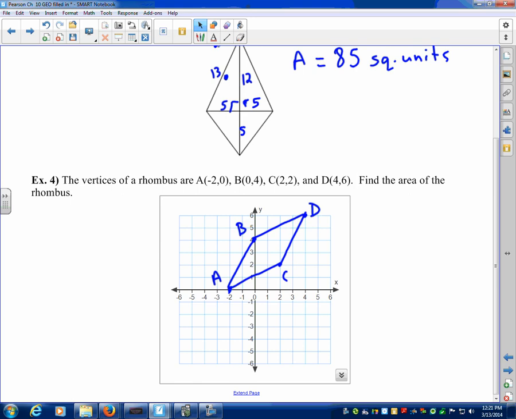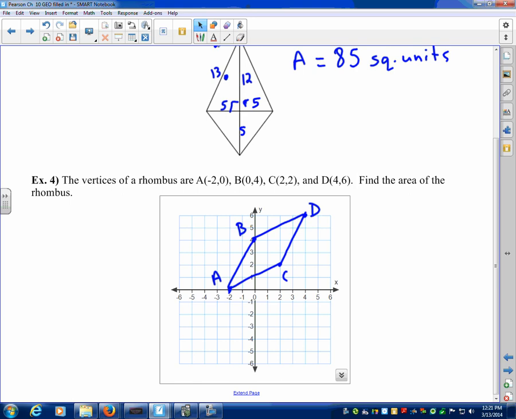So the sides are equal. Opposite angles are equal, and opposite sides are equal, but that's true in any parallelogram. So that's good, all 4 sides are equal here.